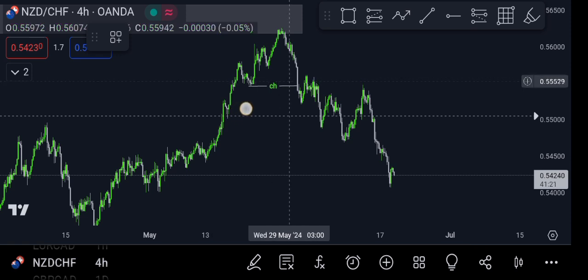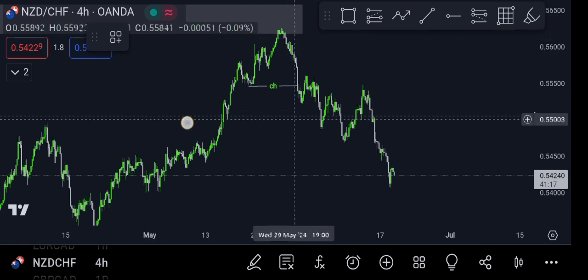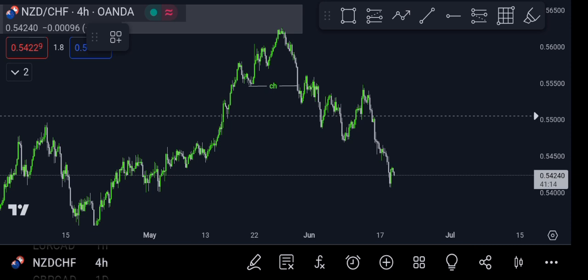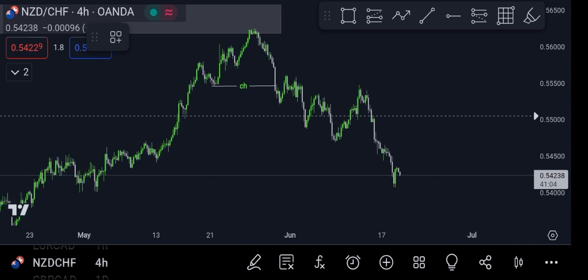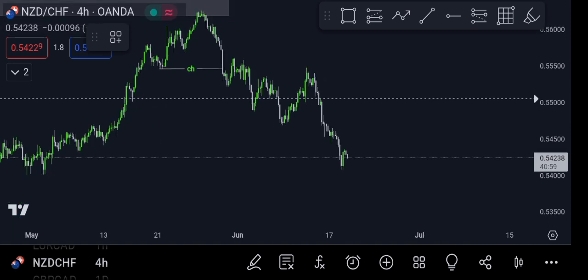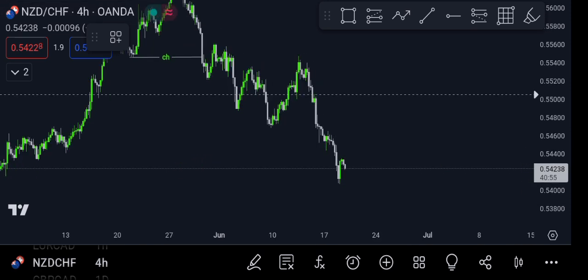We had a confirmation here, but price didn't retrace back to our order block above here, and then we had a confirmation here. This is a change of character. This is what we're looking for. So price changed character here. After price changes character, we'll be looking for selling opportunities on the 4 hour time frame, guys. We'll be looking for selling opportunities, as you can see here on the 4 hour time frame.